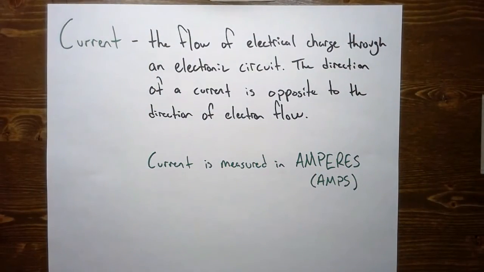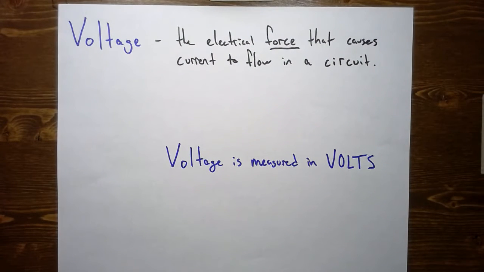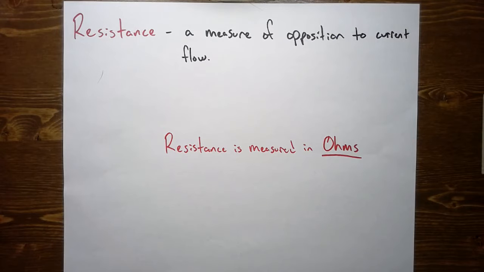Current is the flow of electrical charge through an electronic circuit. The direction of a current is opposite to the direction of the electron flow. Current is measured in amperes, or amps as we call them. Voltage is the electrical force that causes current to flow in a circuit, and voltage is measured in volts. Resistance is a measure of the opposition to the current flow, and resistance is measured in ohms.